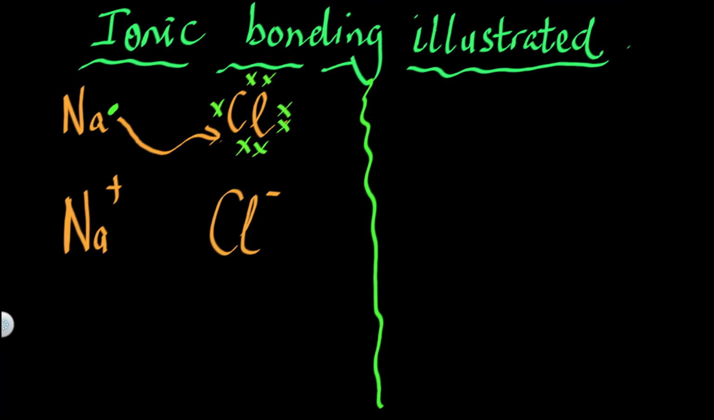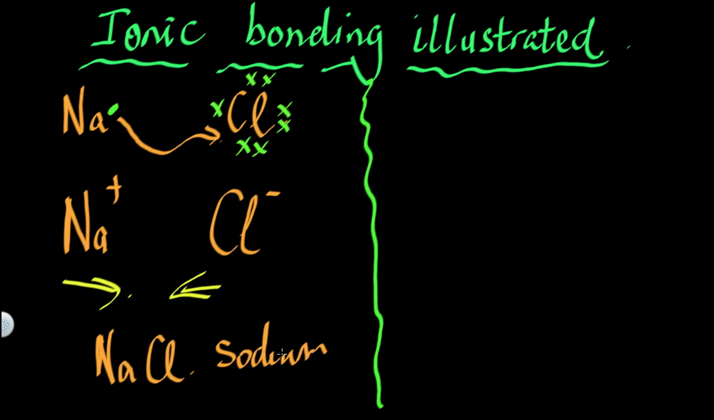Because these two are oppositely charged, they now attract each other. So there's a force of attraction here. This force of attraction is an electrostatic force of attraction. It's actually a very strong force of attraction. So the ionic bond is actually a very strong bond. So from here, we're going to have NaCl. This is now our sodium chloride.